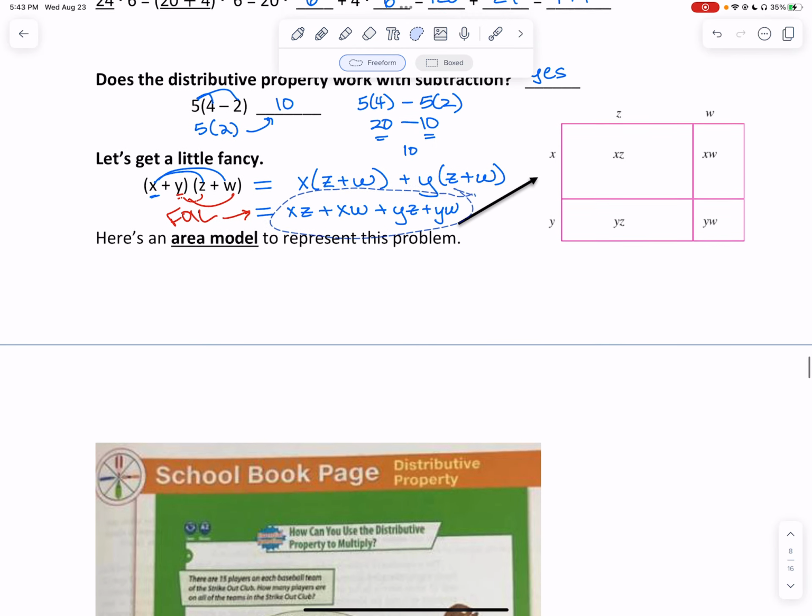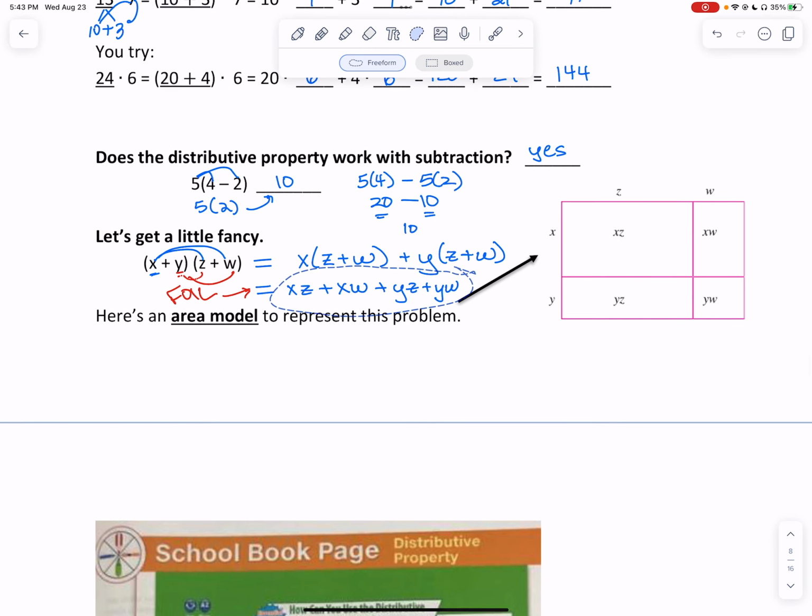Here is what's called an area model that would represent that problem. So notice it's the area. It's a big old box, right? If I was figuring out the area, I could figure out each of those four and add them together. Okay, so that's called an area model.